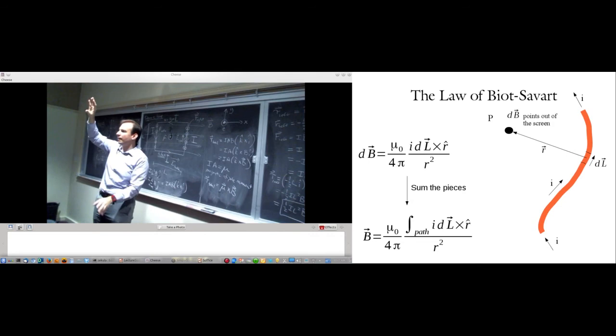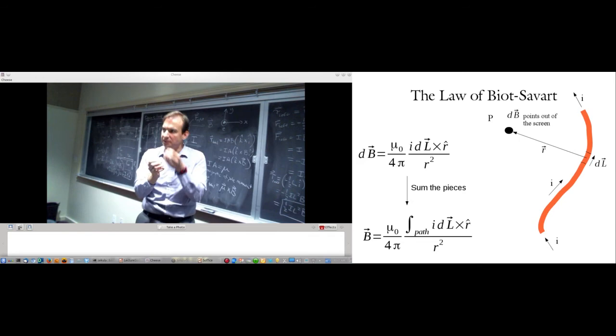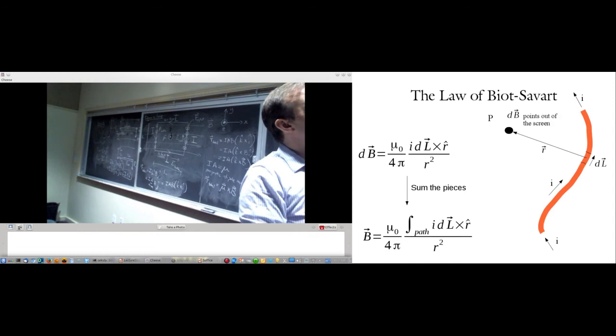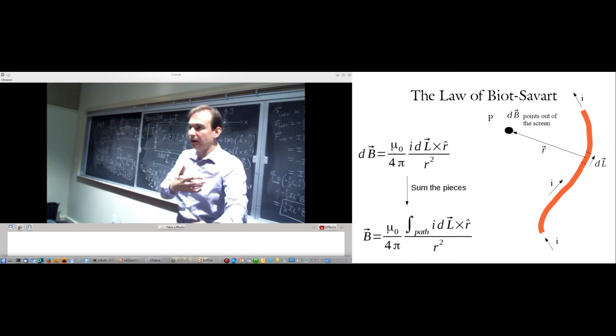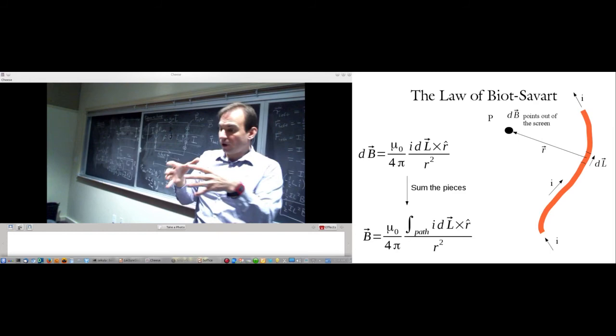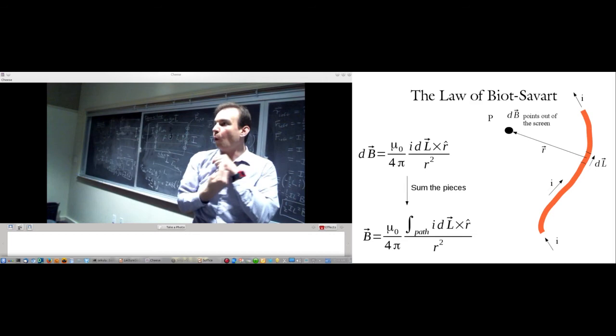We can sum all the little dBs that result from these little I dLs, these little current times these little length vectors in the conductor. Now, we know from experiment, like the demonstration I did here, it's easier to see in the demonstration in the video, or the little paper with the wire going through it, and you can see the circles of magnetic field around the wire.